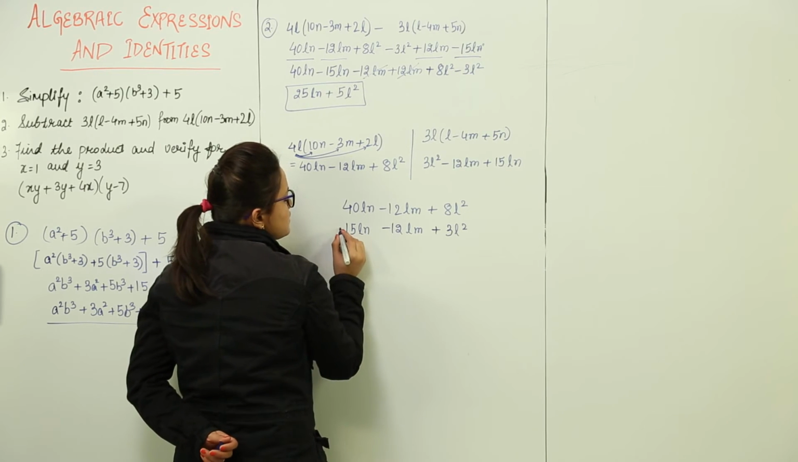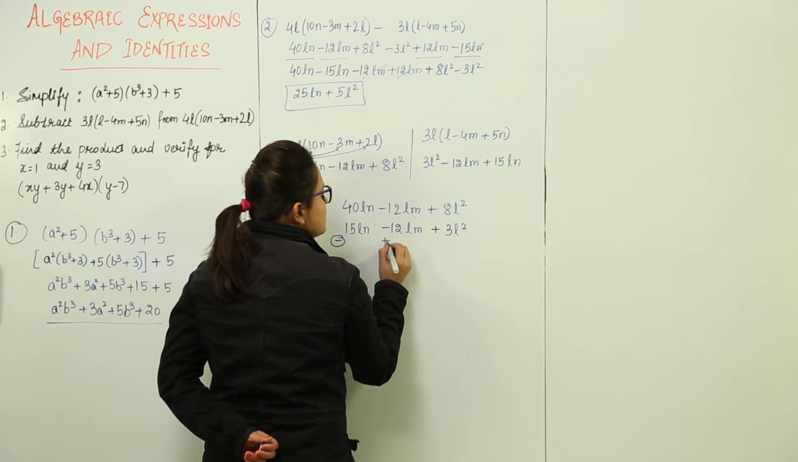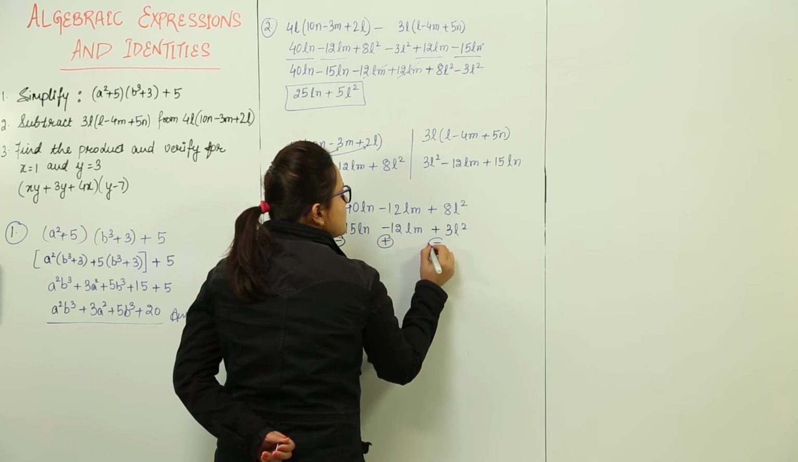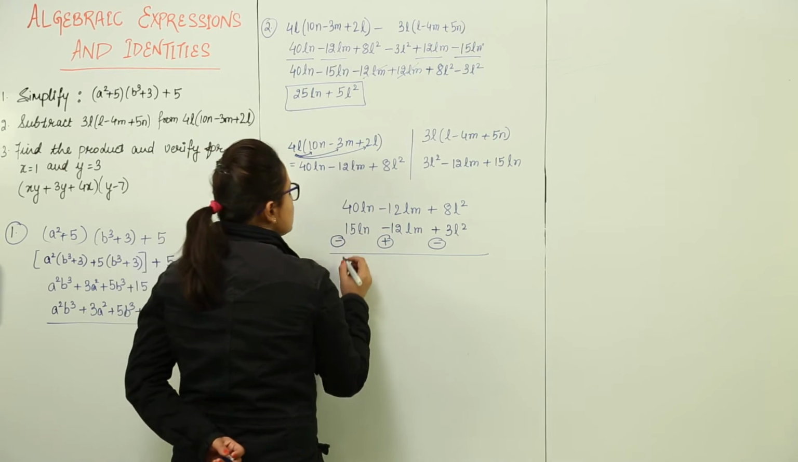Now here nothing is written, that means it was plus. So I will write a minus over here. This is minus, I'll make it plus, and if we have plus, we'll make it minus. Now we'll solve. What is 40 ln minus 15 ln?